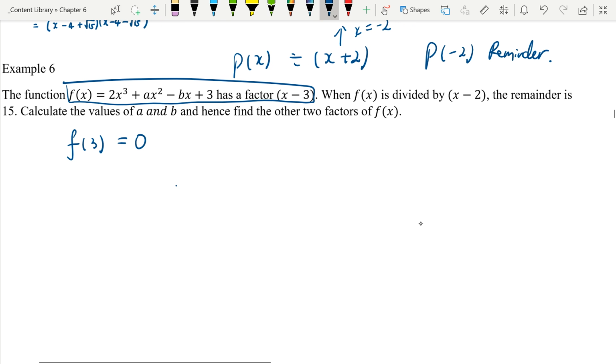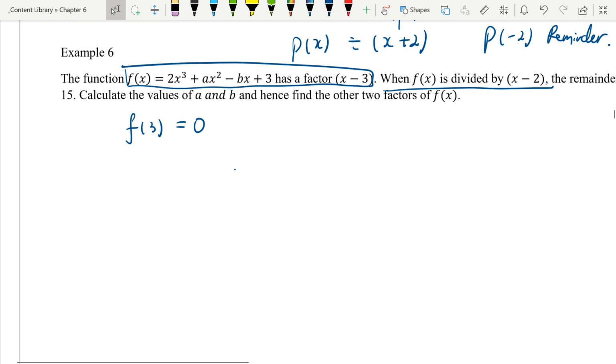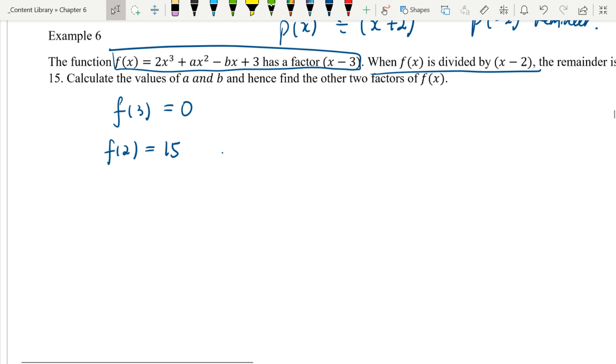Okay, next one. When f(x) is divided by x minus 2, the remainder is 15. What can I say? Yeah, f(2) equals 15. Great. All right, let's just expand that.